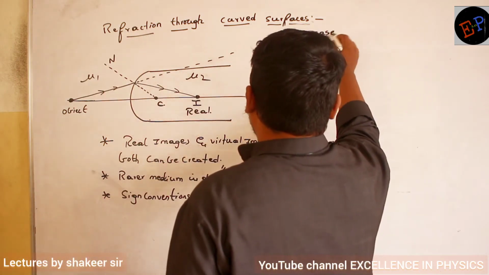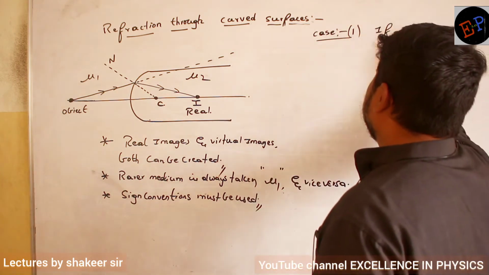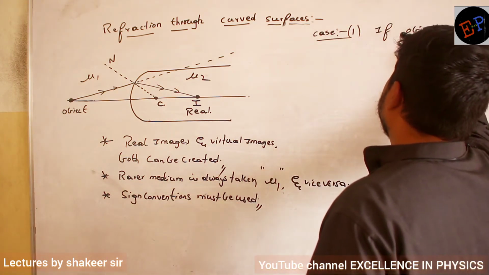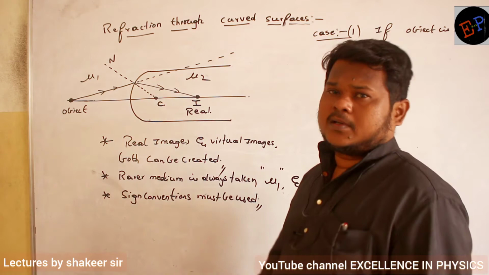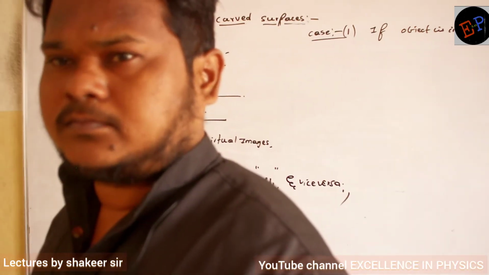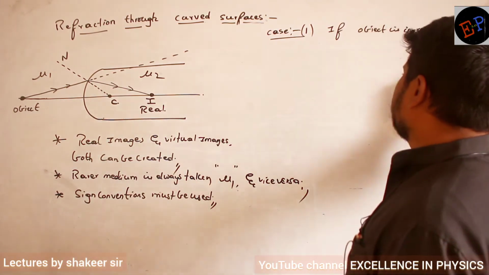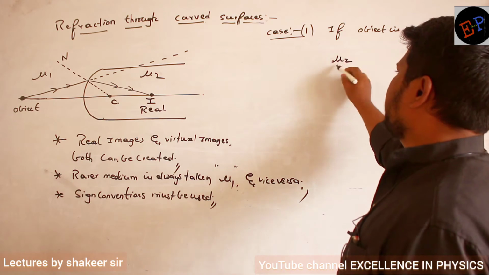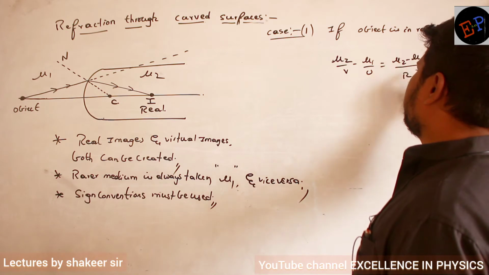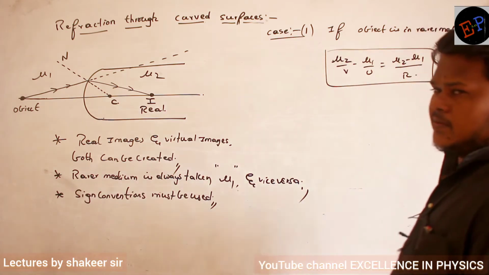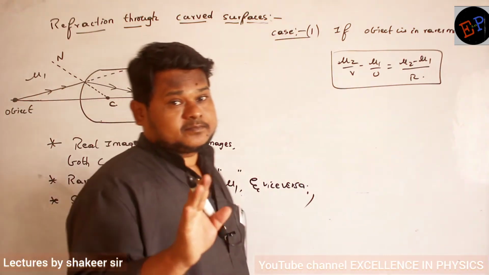Case number 1 is if object is present in a rarer medium. Are you able to understand? So if object is present in rarer medium, then the equation is mu2 by v minus mu1 divided by u is equals to mu2 minus mu1 divided by r. This is my equation. This you should not forget.